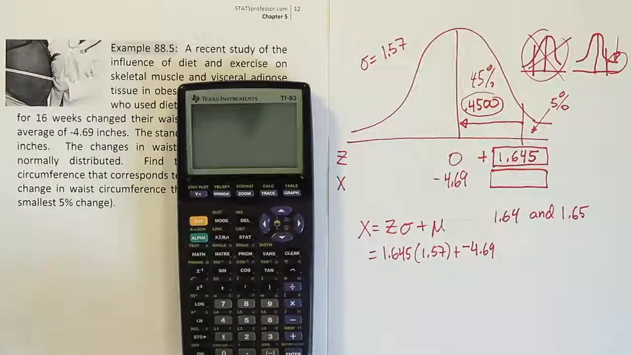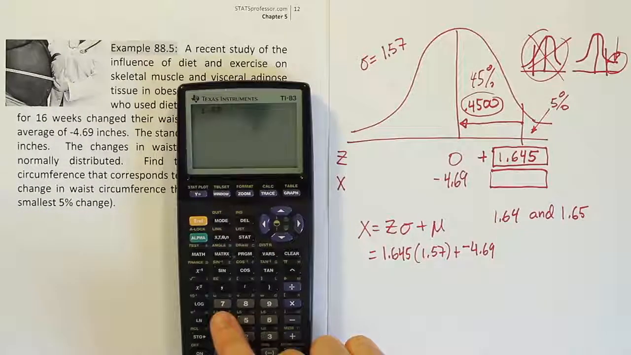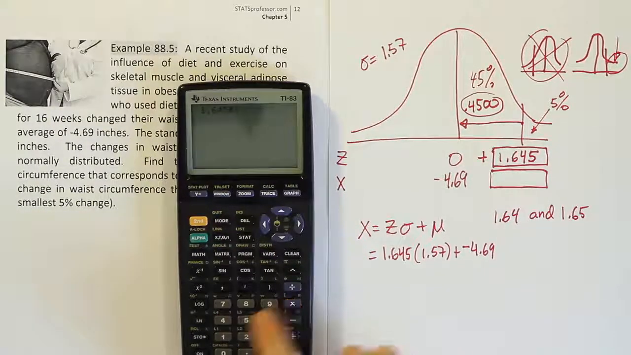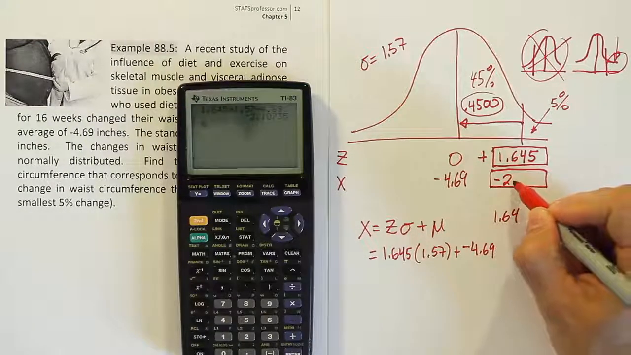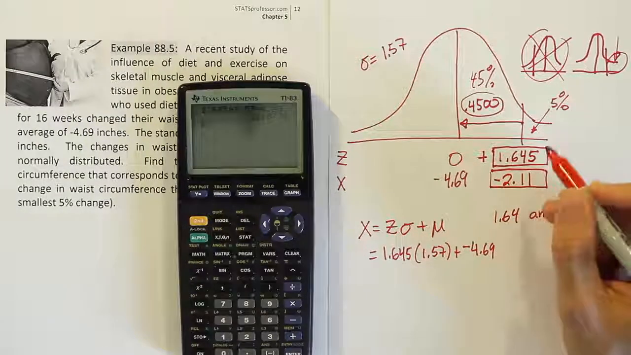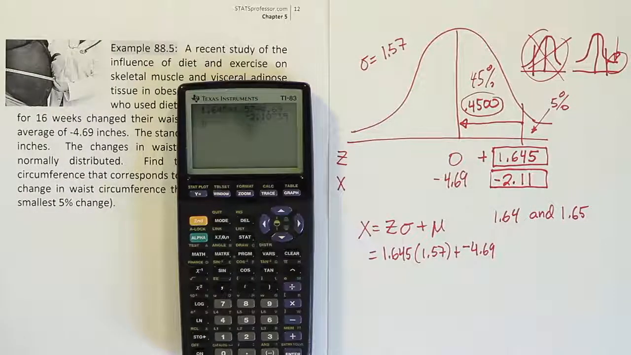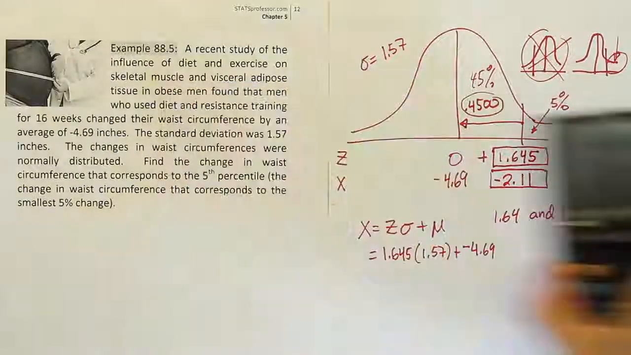All right, and then from there, we're going to plug it all in. 1.645 times 1.57 minus 4.69, right? And when we're done, we get a negative 2.11 change if we round to two decimal places. Negative 2.11. That means basically roughly a 2-inch loss in your waist circumference.